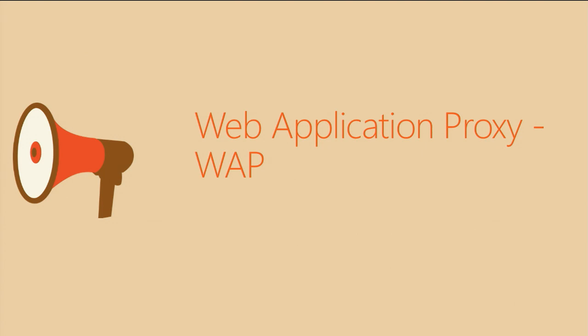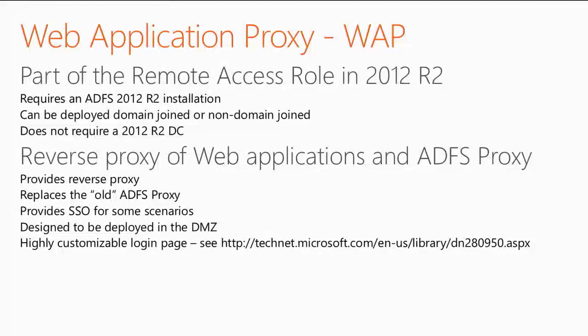The web application proxy, as most of you will probably have heard of, is a server role that's contained in Windows 2012 R2. Basically, you go to Server Manager, you add a feature called remote access, and a subcomponent of that is the web application proxy server. It can be deployed domain joined or not domain joined, depending on what you're trying to achieve. We'll talk a bit about that.